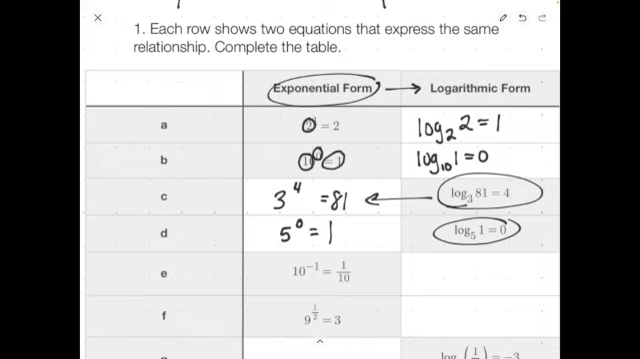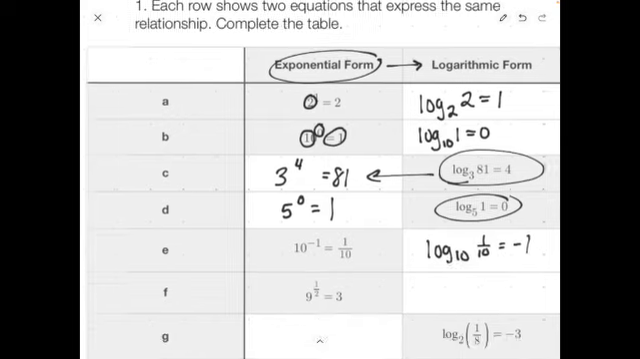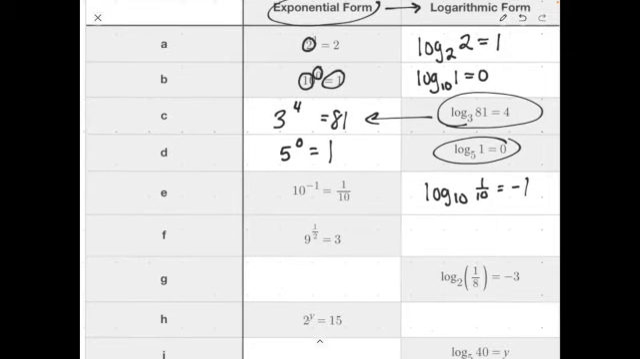For E, I'm given the exponential form 10 to the power of negative 1 is equal to 1 over 10. So if I want to write the logarithmic form, I have to write log. What's the base? The base is 10. I want it to equal 1/10 by raising 10 to the power of negative 1. For F, I'm given the exponential form. I want it in logarithmic form, so I'm writing log base 9. I want it to equal 3, so I'm going to raise 9 to the power of 1/2.